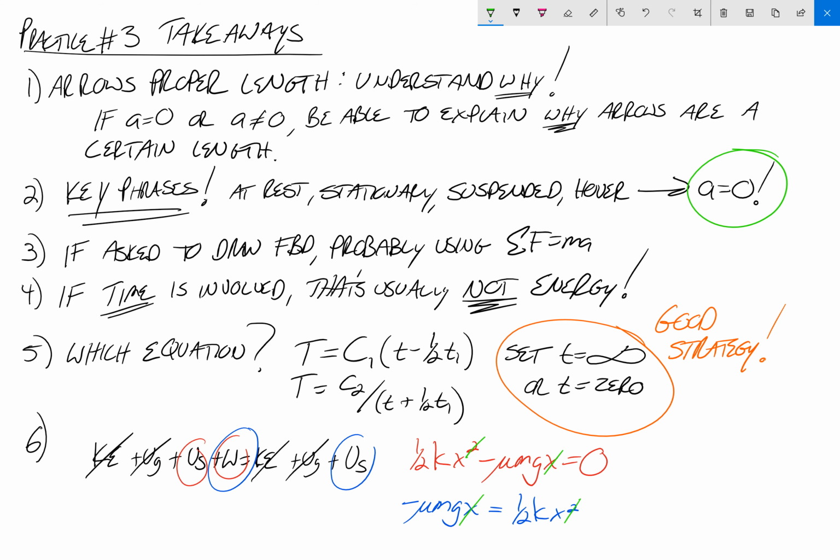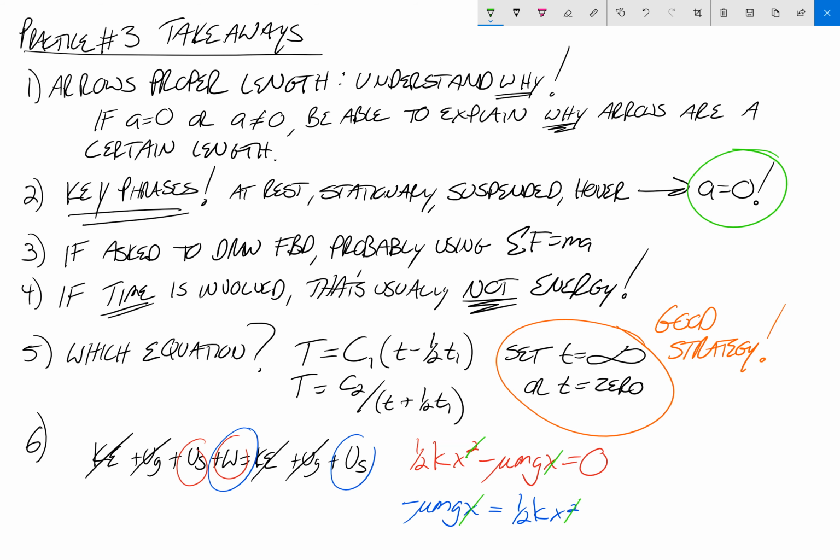If time's involved, you're probably not using energy, because time is not a variable in any of the energy equations that we have. So keep that one definitely in the back of your mind, because some of you were asking through emails, when do I use energy and when do I not? You're probably not going to use energy if time is involved. Time leads to kinematics. Kinematics leads to acceleration, which leads to F equals ma.